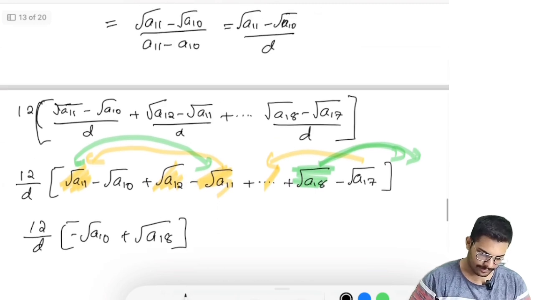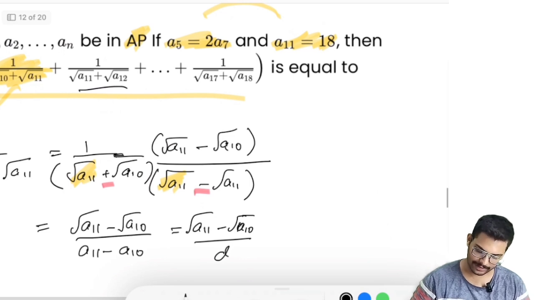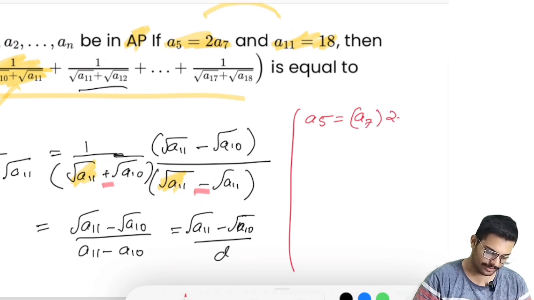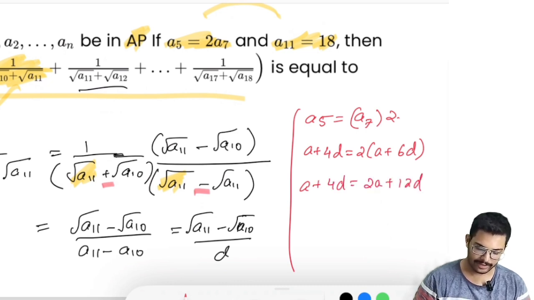Now, we can find the value of d and a using this expression. No need to find the value of a. a5 equal to 2 times a7, which means a5 is a plus 4d, which is equal to 2 into a plus 6d, since a7 is a plus 6d. So a plus 4d equals 2a plus 12d. When you subtract, 0 equals 2a minus a is a, 12d minus 4d is 8d.